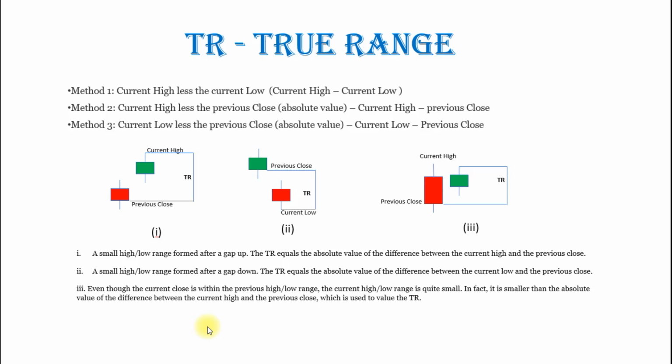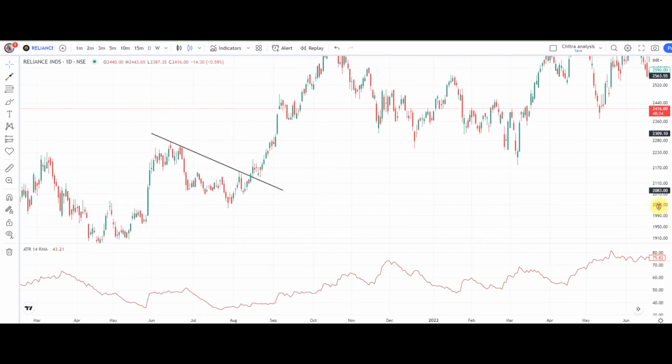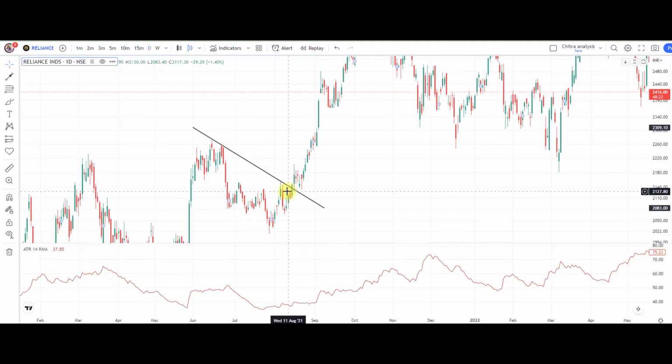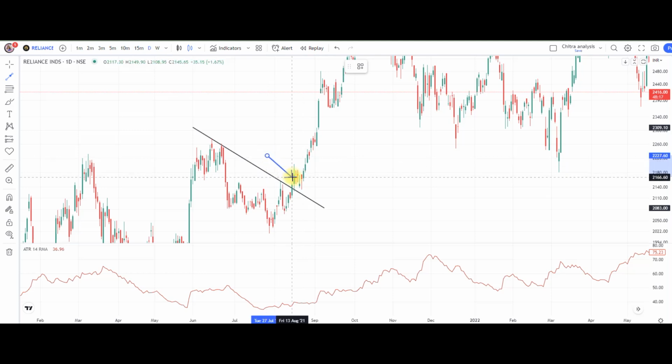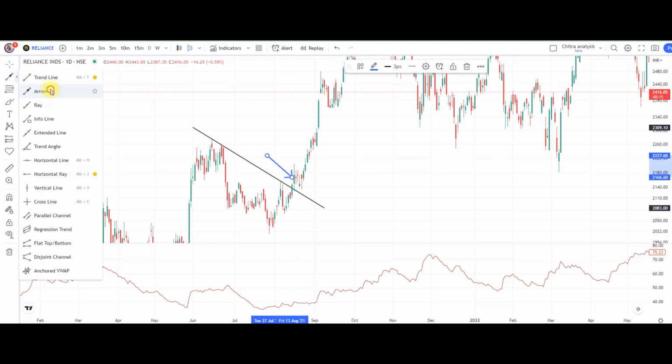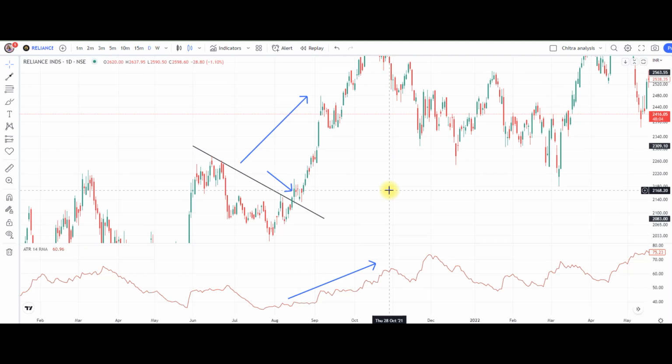Once we understand that, we can start using it in our trading. This is the Reliance daily time frame chart. Here we can see that a trend line breakout happened. So one can enter into the long trade above this candle. The price is moving higher. Once we enter into the long trade, we get the double confirmation that the ATR is also moving up. So this is how ATR will help us to enter into the trade.